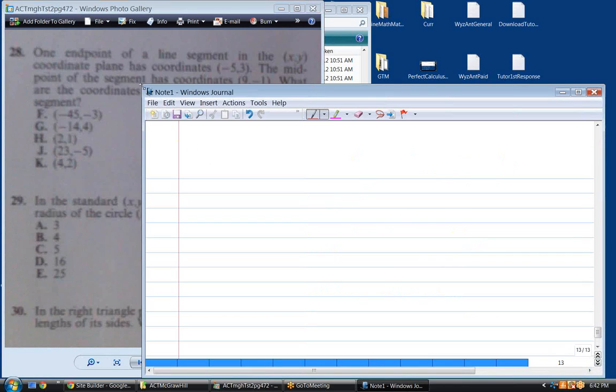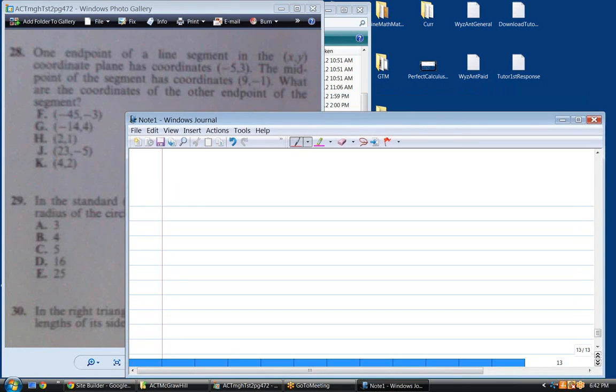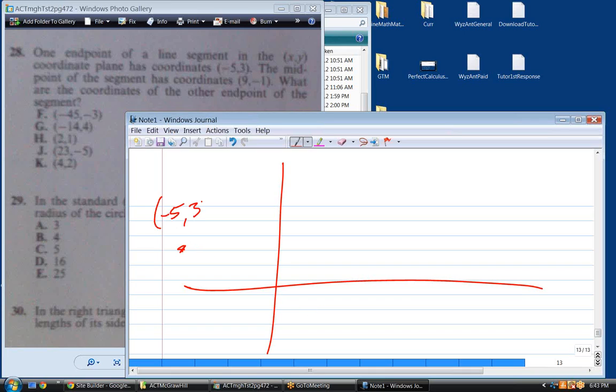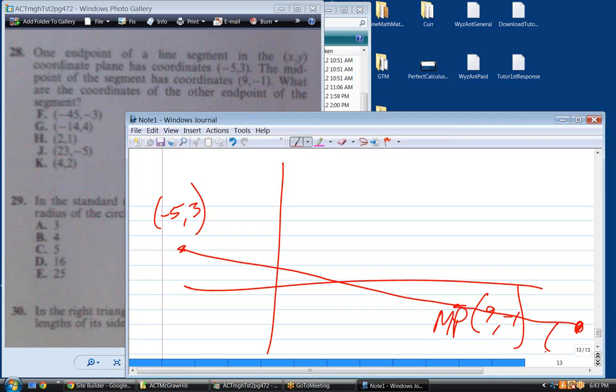This question is almost identical to one we've already done. One end of a line segment in the xy coordinate plane is -5, 3. There's -5, 3, approximately. The midpoint of the segment is 9, -1. So there's the line segment. This is the midpoint. That means this thing must keep going, and somewhere over here is the end point. What are the coordinates of the other end point?